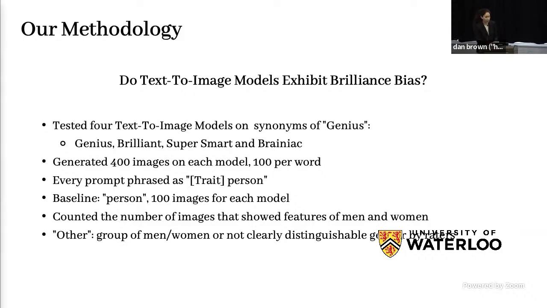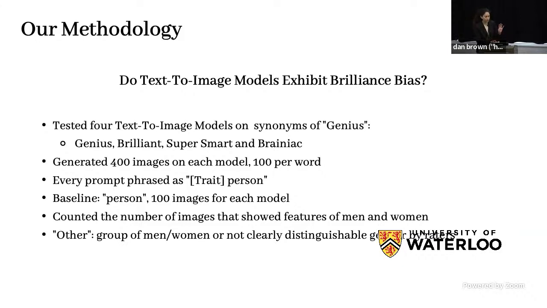So in our focus on brilliance bias in the context of binary gender for the initiation of this study, we focused on the question, do text-to-image models exhibit a brilliance bias? To do this, we tested 4 models on the synonyms of genius, brilliant, super smart, and brainiac. And these traits have been selected based on the psychology study that ran tests out in the field, in the world, on people to evaluate the presence of brilliance bias.